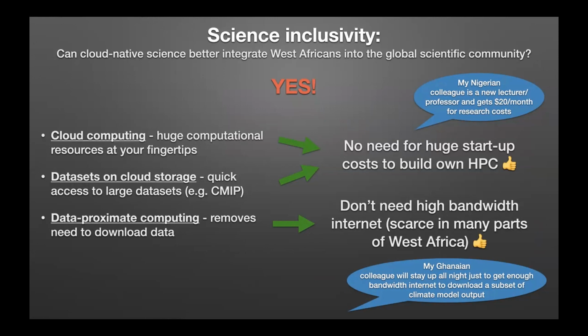We also, with the data proximate computing, don't need high bandwidth internet to do these incredible analyses and access the data. And this is really huge. Bandwidth is probably the biggest limitation. Getting access to internet, they're very good at tethering phones, from my limited experience, but they pay per megabyte. So having low bandwidth is really crucial. And it really means that they can really benefit from that.